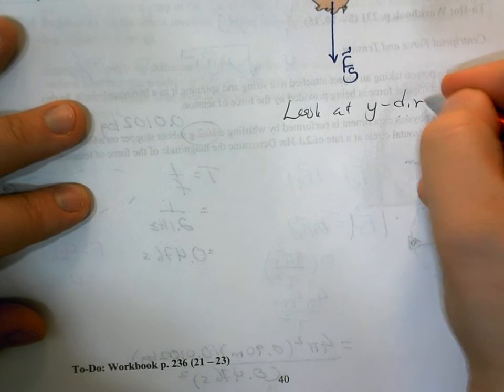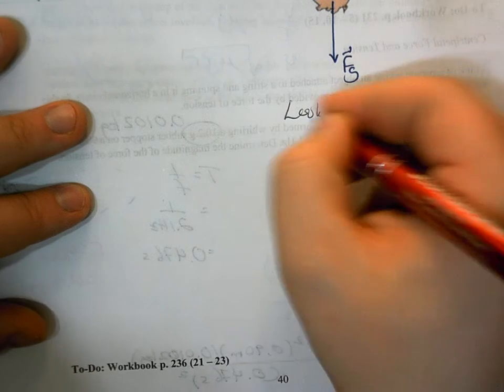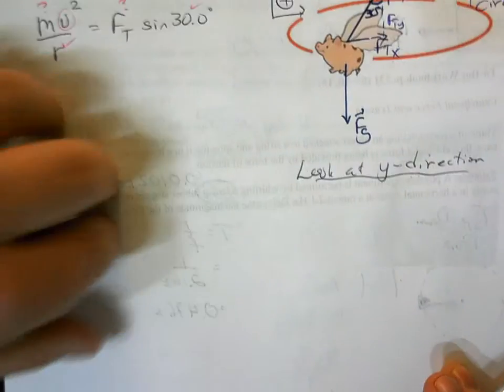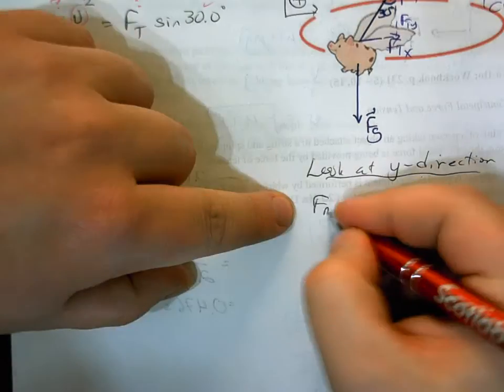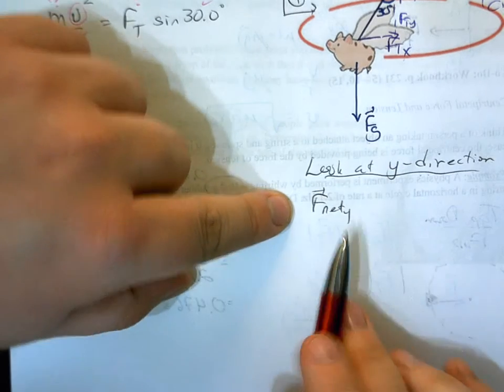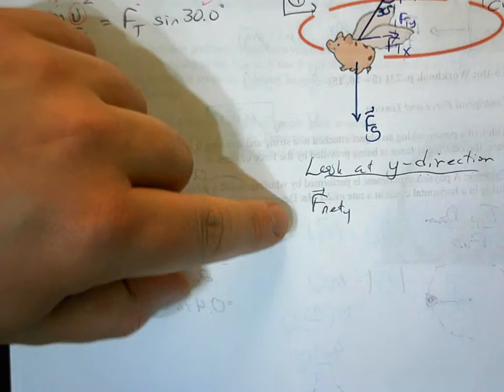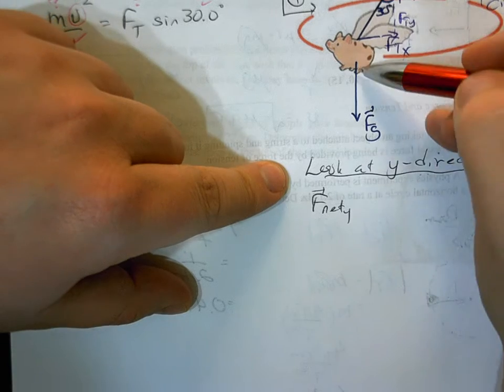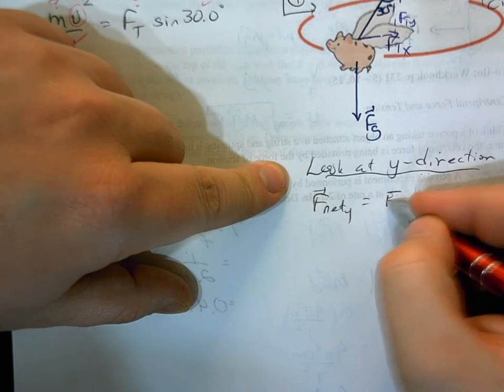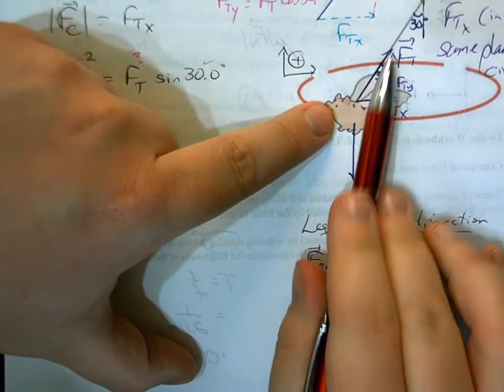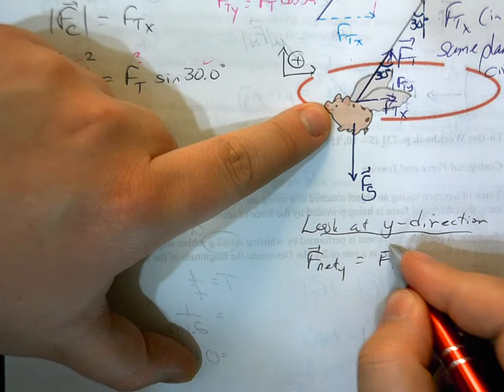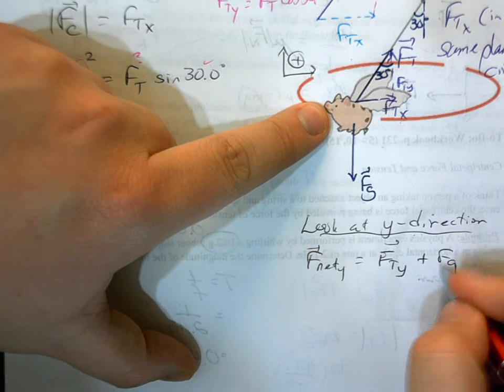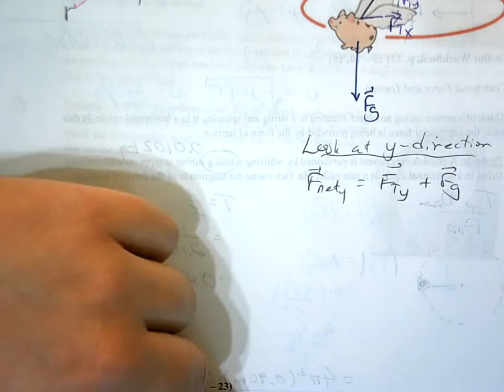So we're going to look at the y direction, see if that helps us out a little bit. In the y direction, I'm going to use net force because in the y direction we don't have circular motion, like this thing is staying perfectly still. We're going to have that component of the tension, that Fty, plus this force due to gravity.